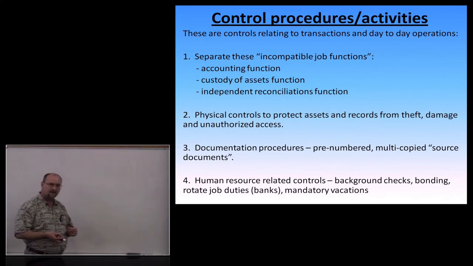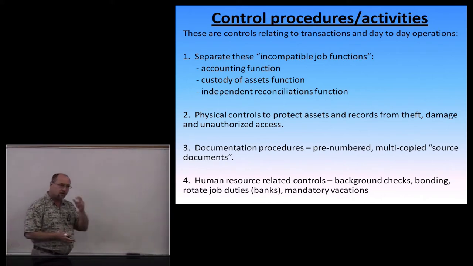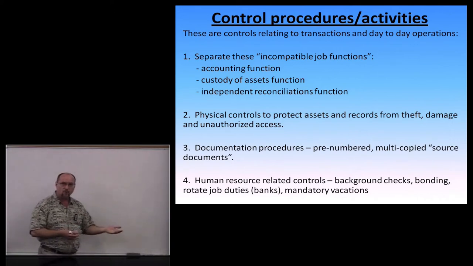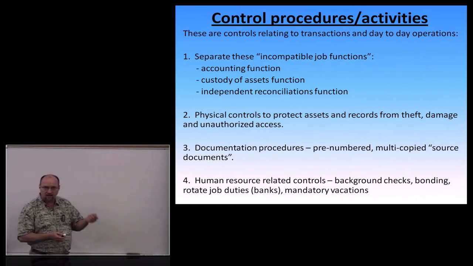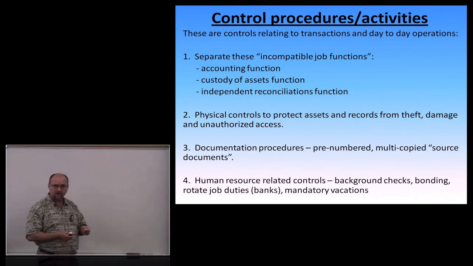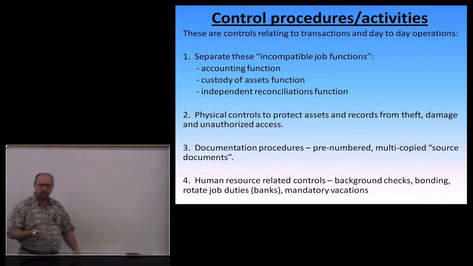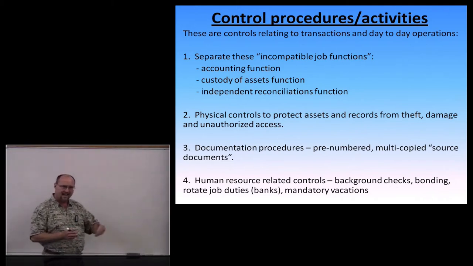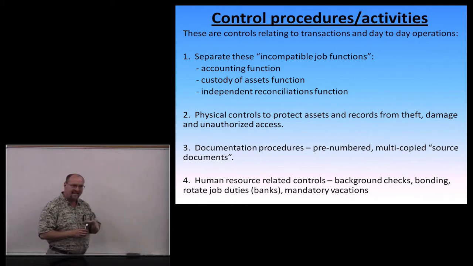Now, you can take an entire class just on documentation controls. Here, the only thing I really want to point out is the concept that documents need to be pre-numbered. Think of your checks, if you still write checks. They're pre-numbered so you can keep track of all the checks. If they weren't pre-numbered, you would have no idea if there was a check or two or three missing, or an entire book, and then someone's out there writing checks. So you have to pre-number documents. Same thing with purchase orders, sales orders, receiving reports. All these, what we call source documents, have to be pre-numbered so that we can keep track of the numerical sequence and we can identify any missing documents.